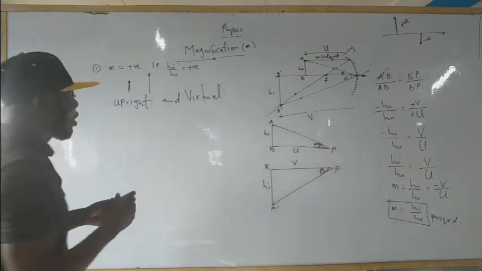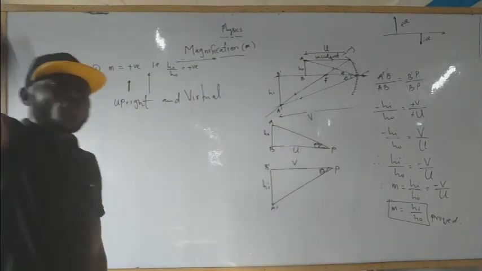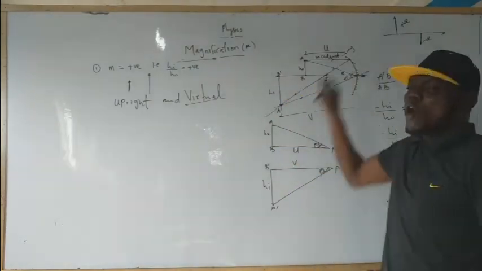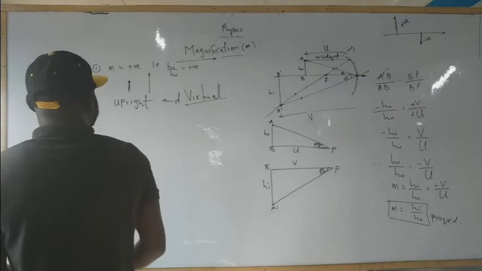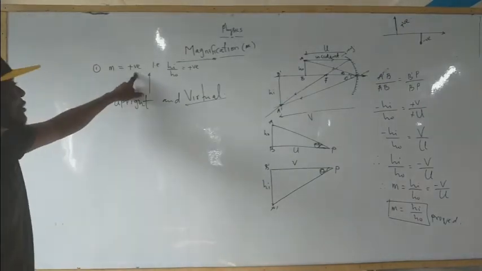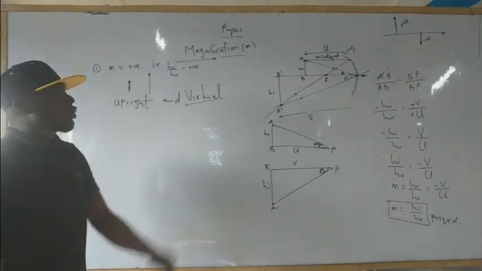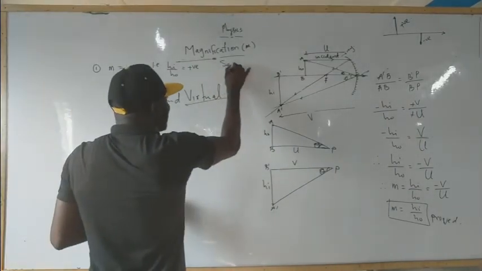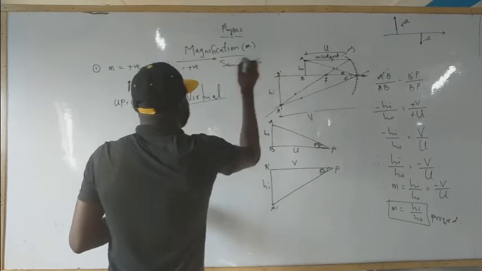Because this will be formed at the back of the mirror. When it's virtual, it means the image is formed at the back of the mirror. That is when magnification is positive, that is HI over HO equals positive. That is the same sign.